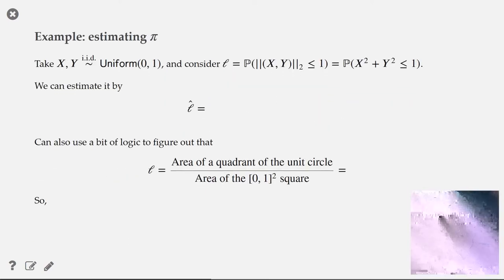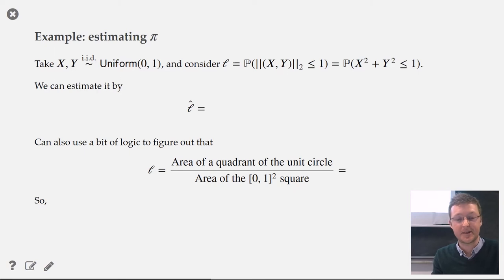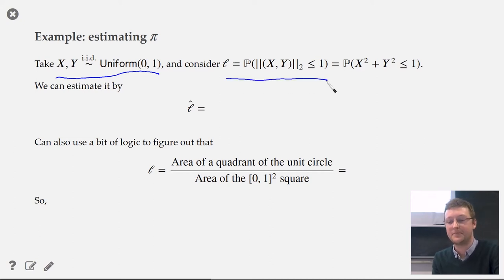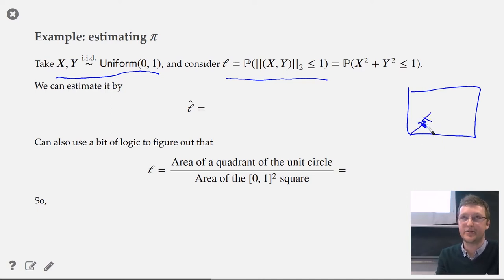So just doing some simple example, maybe you've seen this example also, you can use crude Monte Carlo to estimate the value of pi. So you take x and y to be standard uniform random variables, and you look at the probability that the radius is less than or equal to 1.